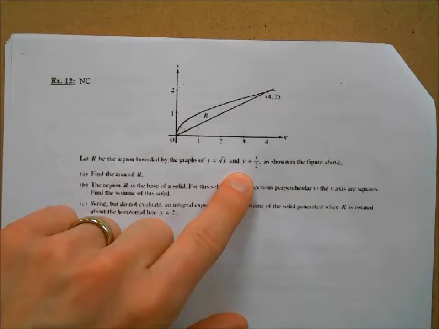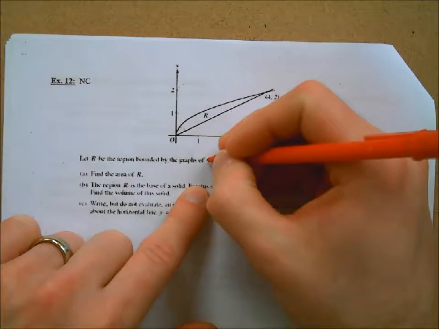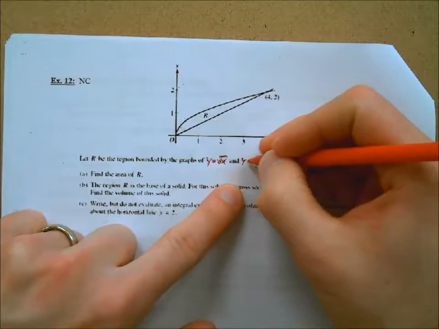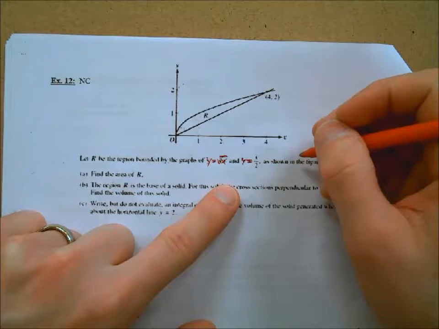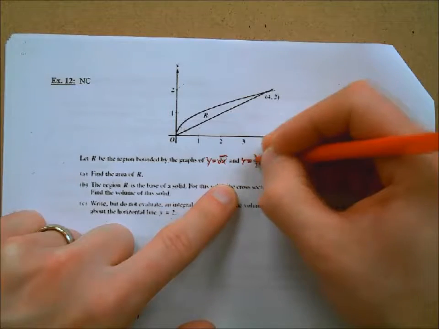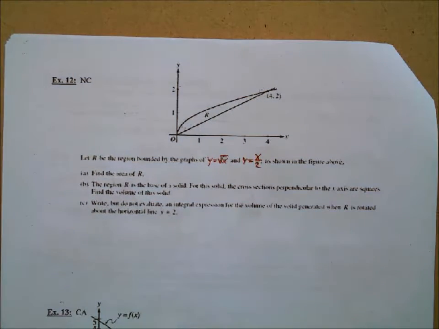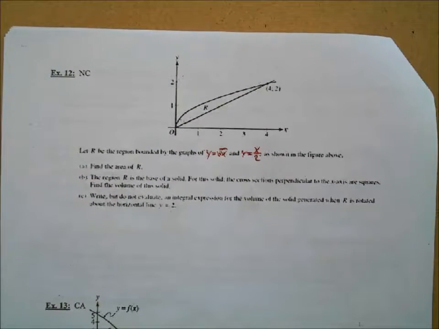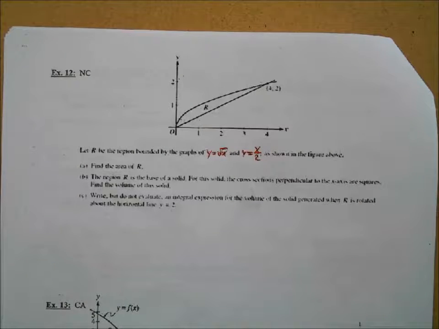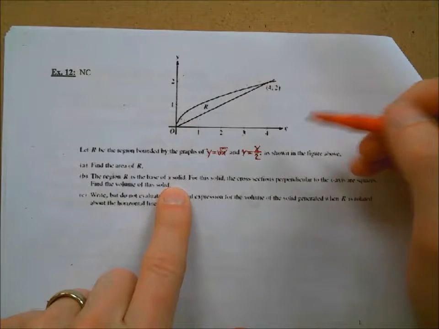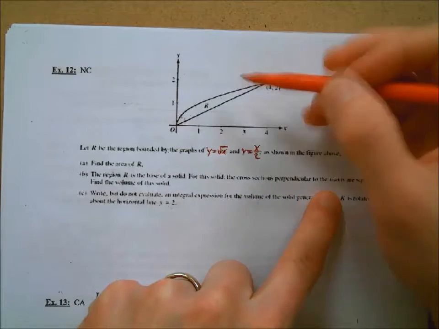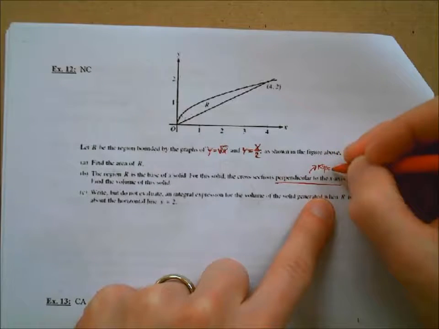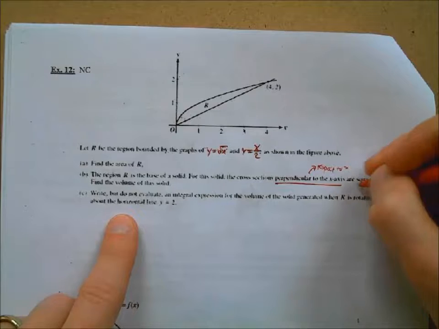All right, so I believe these two curves here are supposed to be y equals the square root of x, and y equals x over 2, 1/2 x, that looks like what it's supposed to be. So find the area of R, not going to worry about that for right now. But let's do letter B together because that is another solid with known cross sections. So the region R is the base of a solid. For the solid, the cross sections perpendicular to the x-axis. Perpendicular to the x-axis means we're doing it with respect to x. Are squares. Okay, they were very kind to us here.